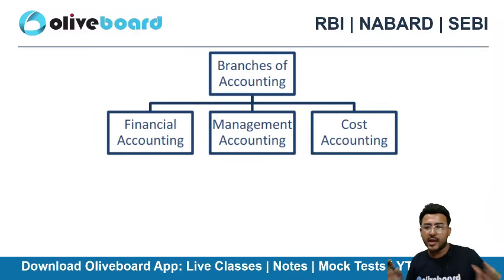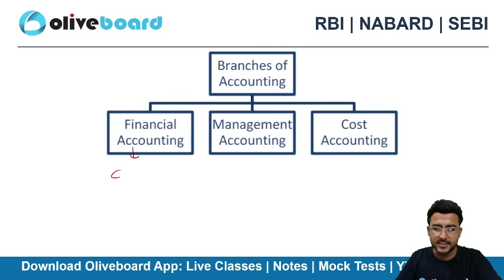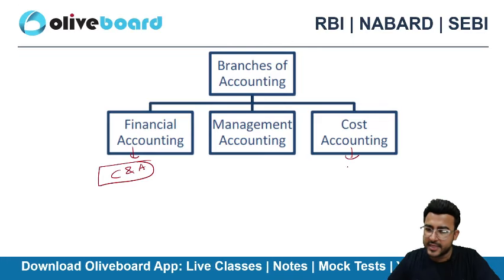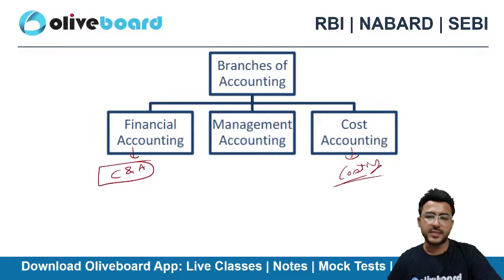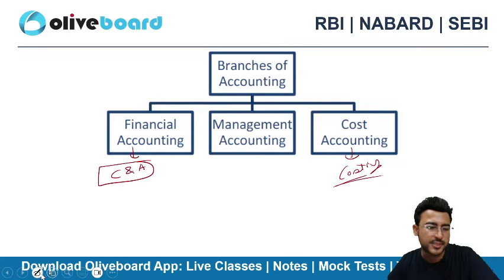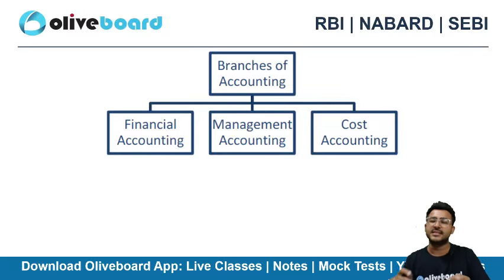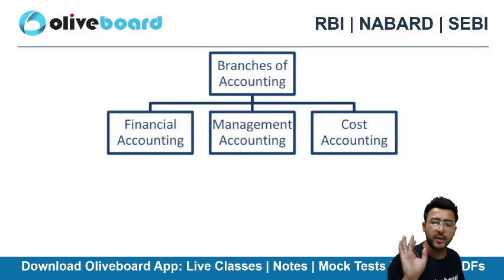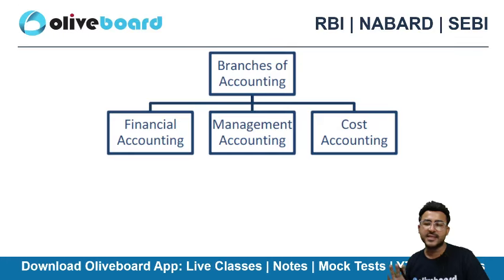Now, if I talk about accounting, there are three major branches of accounting: financial accounting, that we studied in commerce and accountancy; cost accounting, that we are going to study in our costing subject; and management accounting, which is not at all in your course, but you need to have a basic understanding of what management accounting is all about, right?